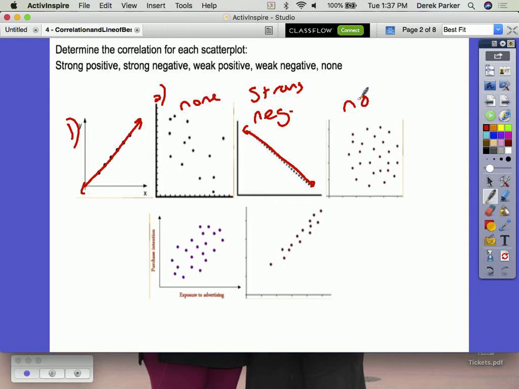Next, yes, on 1, 2, 3, 4, we're going to call this one 5. On this one, I would call that a positive, but weak. It is a weak positive because it's more spread out, but I can still draw a line through there. And this one right here, strong positive.